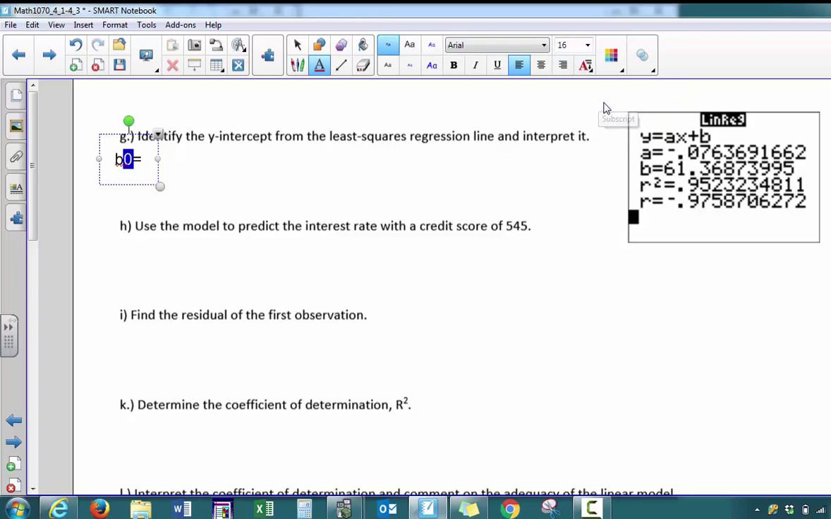Our interpretation, we have to check our requirements. So the requirements were, is there any value in our data set where the x value is close to 0? We said no. And is 0 possible? No. So no to either one of those questions. There is no interpretation.